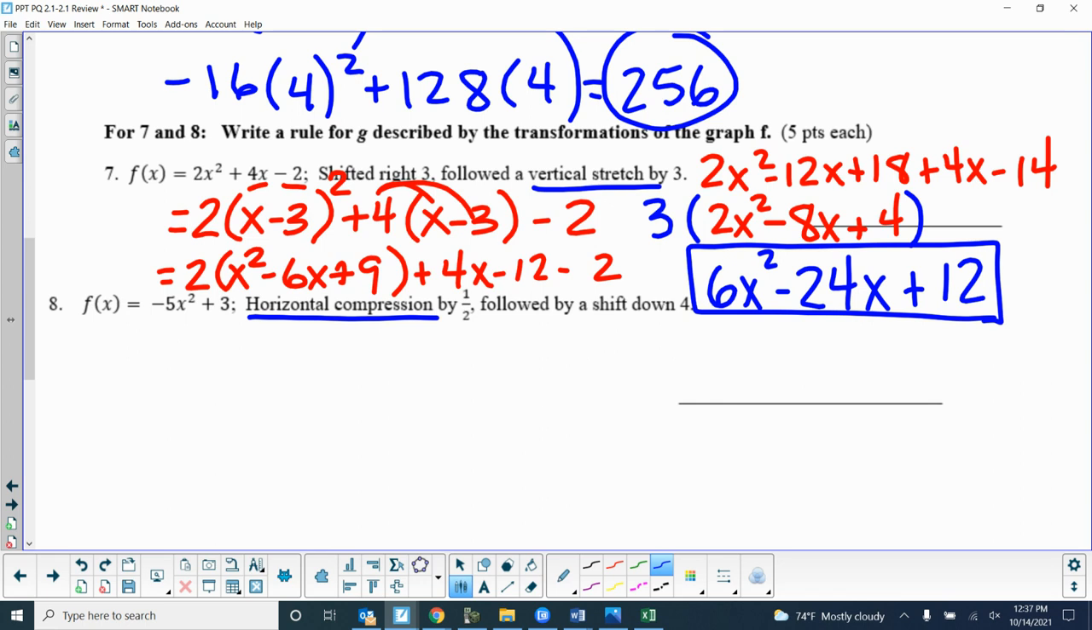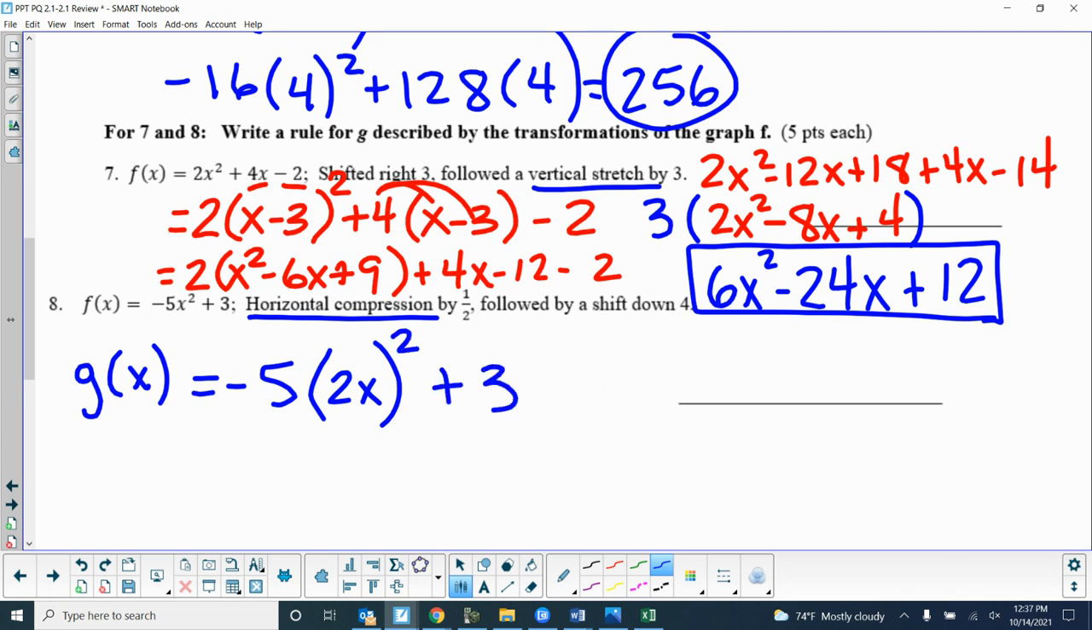So, if it's a horizontal compression by 1/2, what am I actually multiplying x by? 2. All right? So, my g of x, I turn my x into 2x. And the squared's outside. Okay? So I multiplied just the x by 2. So the x became 2x. Now, do I go negative 5 times 2x or 2x squared first? 2x squared. So that's negative 5. And 2x times 2x is 4x squared.